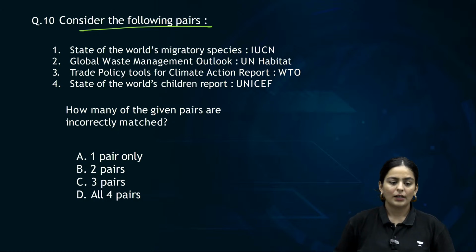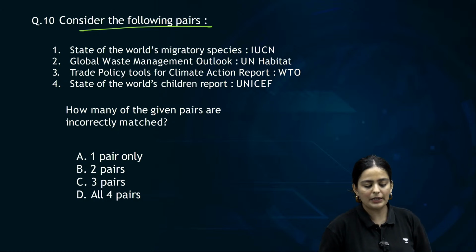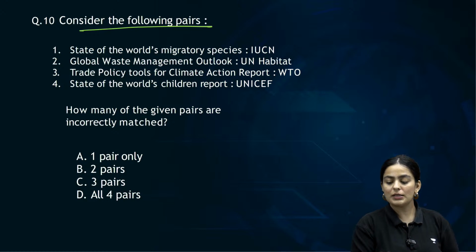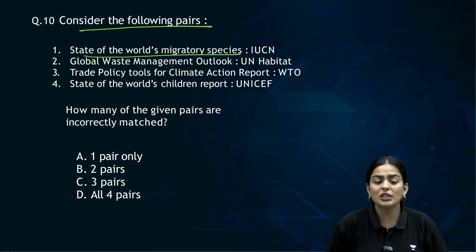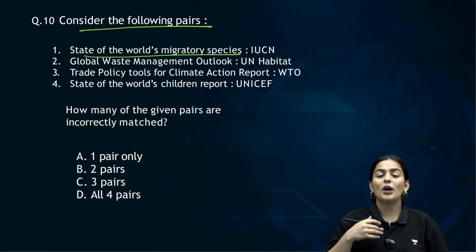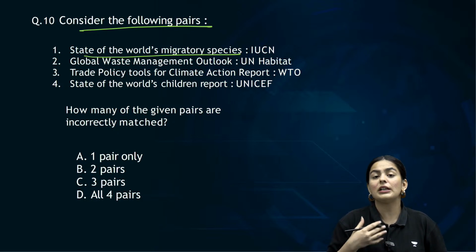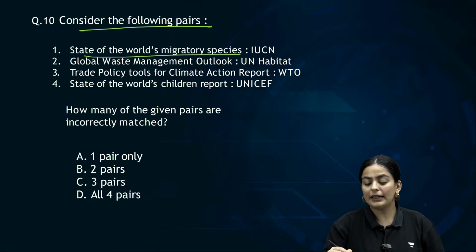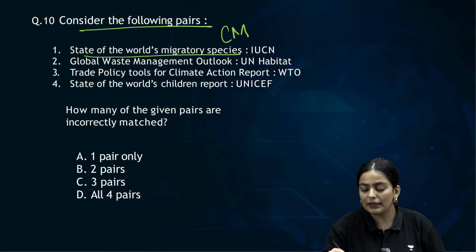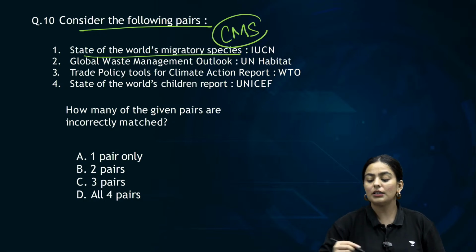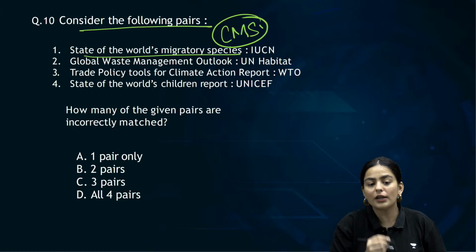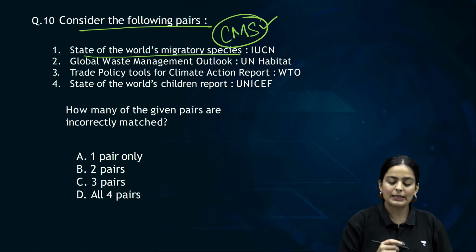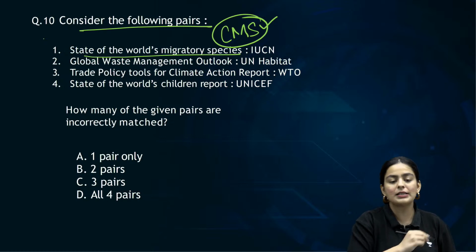All right. Let's discuss this. Consider the following pairs. State of the World's Migratory Species was one of the first reports. It's been released for the first time, and it is released under the Convention on Migratory Species. It is not IUCN, it is CMS. So first is incorrect.